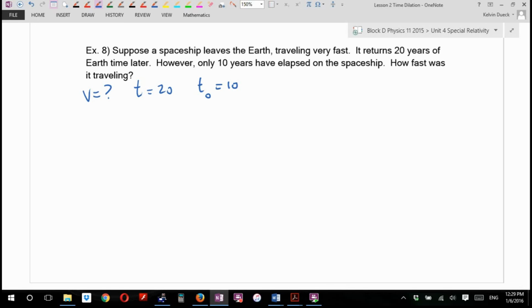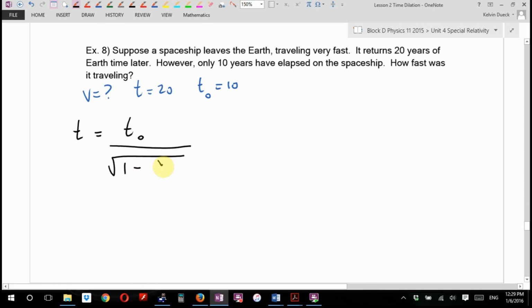Well, let's write out our original equation. T equals t0 all over that. What are we trying to find? V. Where is the V right now? Two things. Inside a square root. I'll deal with that later. But it's also on the bottom of a fraction. I don't like that. You know what? Let's rewrite it this way.